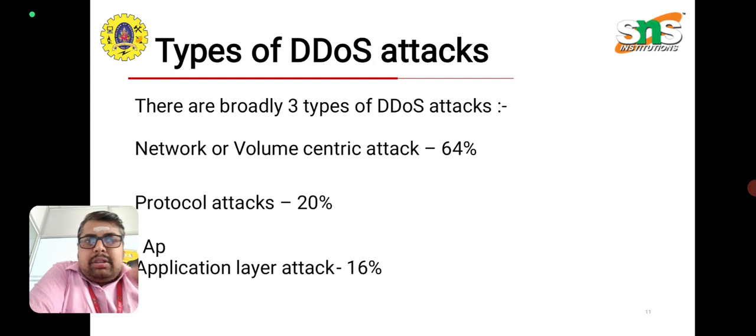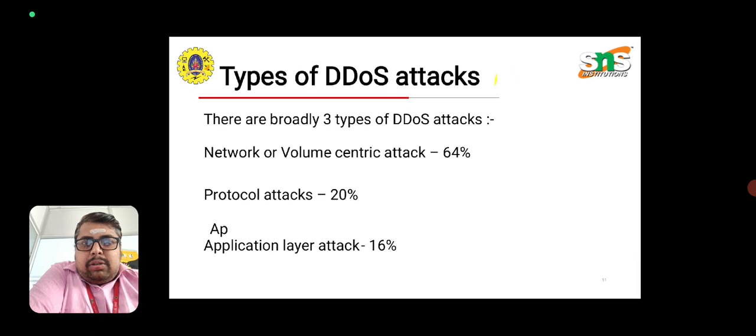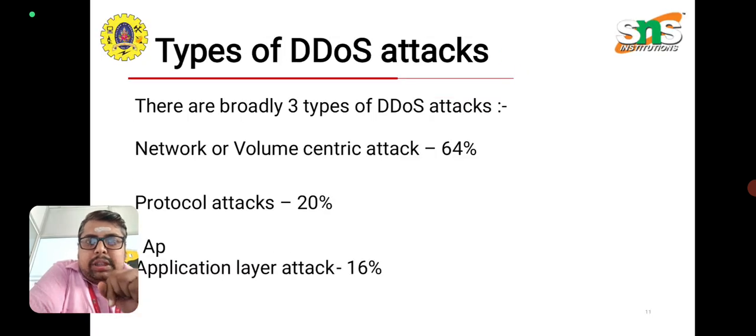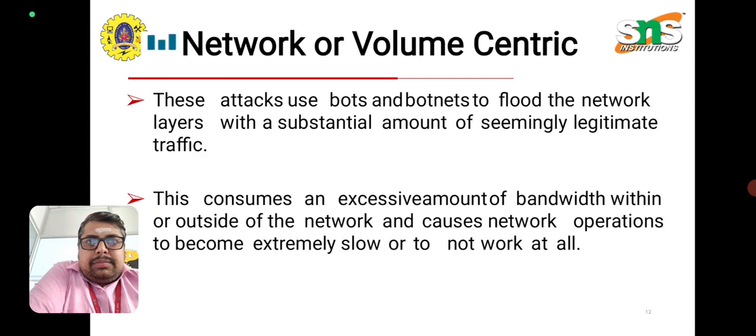What types of DDoS attacks are there? Broadly we have three types of DDoS attack. First is the network or volume centric attack; nearly 64% of attacks are done by network or volume centric attacks. Next is the protocol attack, which consists of 20%. Next is the application layer attack, which consists of 16%.